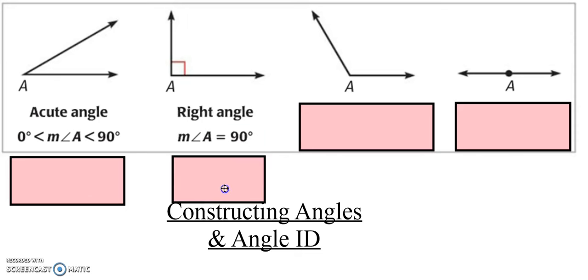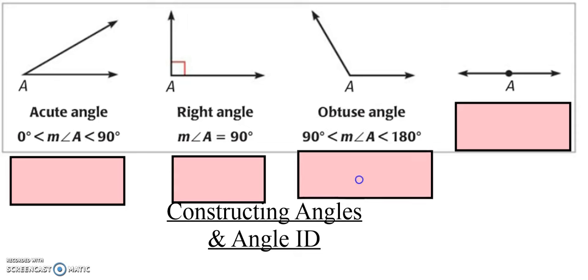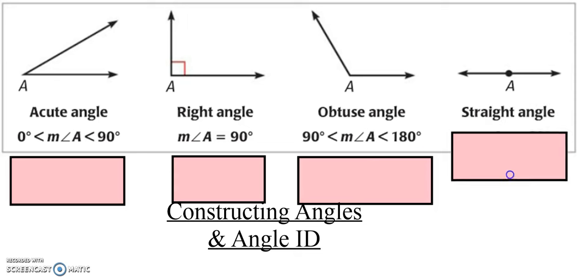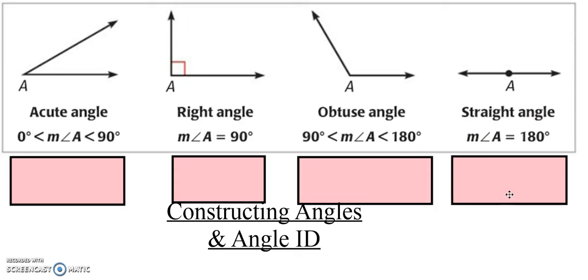Next, a right angle. A right angle has to equal exactly 90 degrees. An obtuse angle must measure between 90 and 180 degrees. So obtuse, it's a little bit larger. And then a straight angle, again, will equal exactly, this time, 180 degrees. So hopefully these 4 angles are not new. Hopefully you've heard about them quite a few times before.